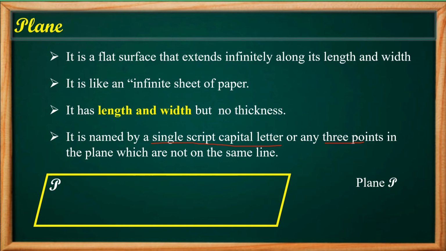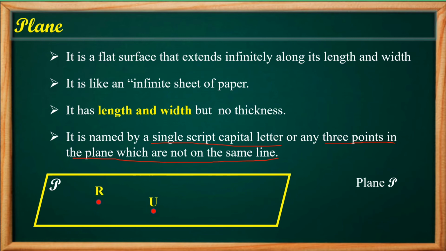Then, another, any 3 points in the plane which are not on the same line. Hindi sila nasa iisang straight line. Okay? Nasa iba-iba yung position nila. Hindi sila nag-form ng straight line. That is how to name again a plane. There are 2 ways. The first one is single script capital letter, and another one is the 3 points in the plane which are not on the same line.